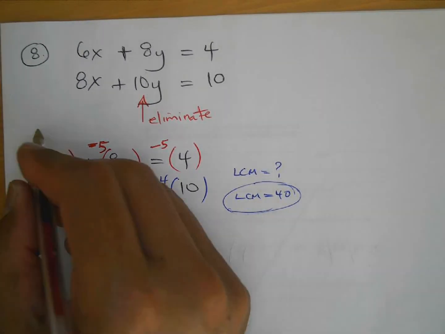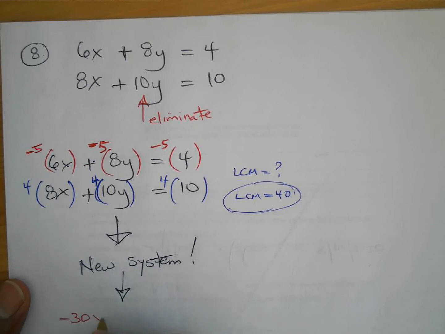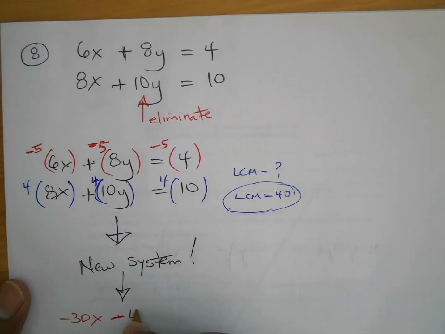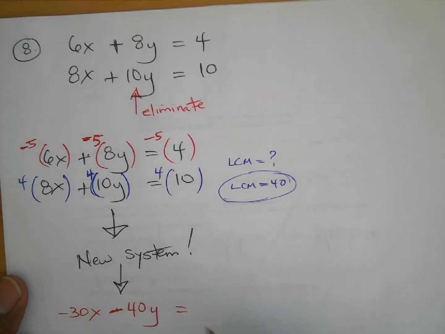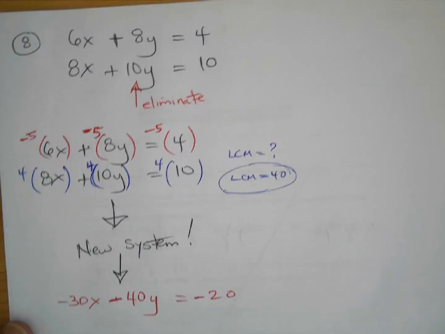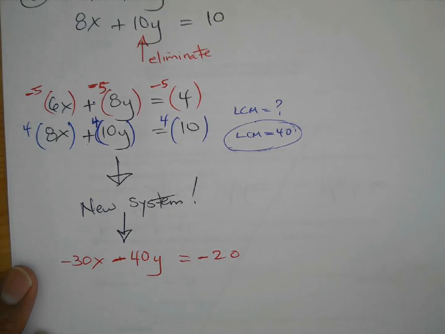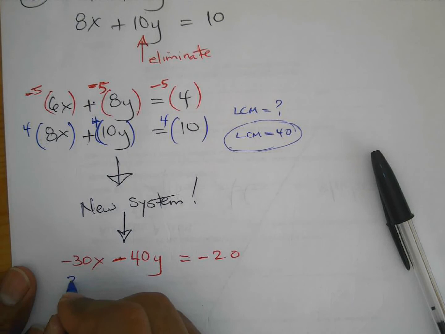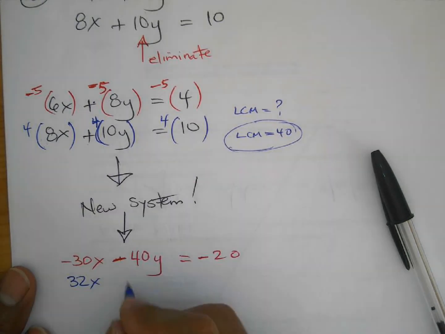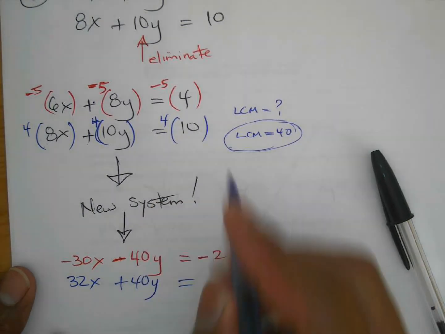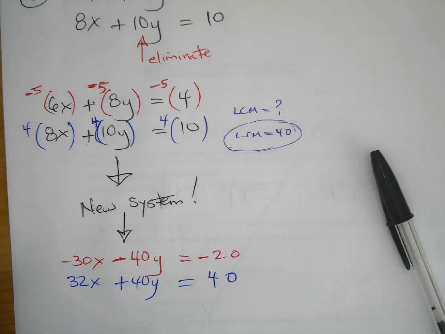The top one, when I multiply everything by negative 5, is negative 30x, negative 40y equals, and negative 5 times 4, negative 20. And over here, this one here, multiply everything by 4, 8 times 4, 32x plus 40y equals 4 times 10, 40.